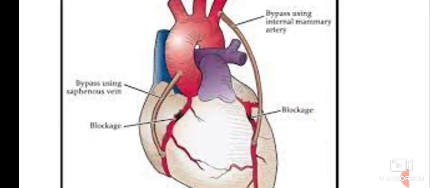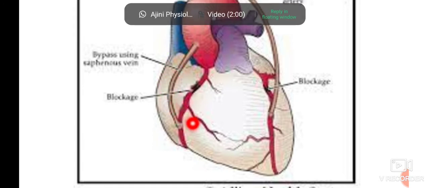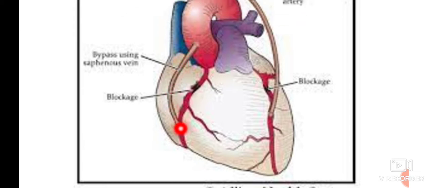This is the diagram showing the procedure of bypass, in which you can see the aorta from which the right coronary artery and the left coronary artery arise. You can see a small blackish colored area which is showing the blockage of the right coronary, and here also one block. So in the procedure of bypass, we are not removing the block of the coronary artery, but at the same time, we are grafting another vessel to bypass this area.